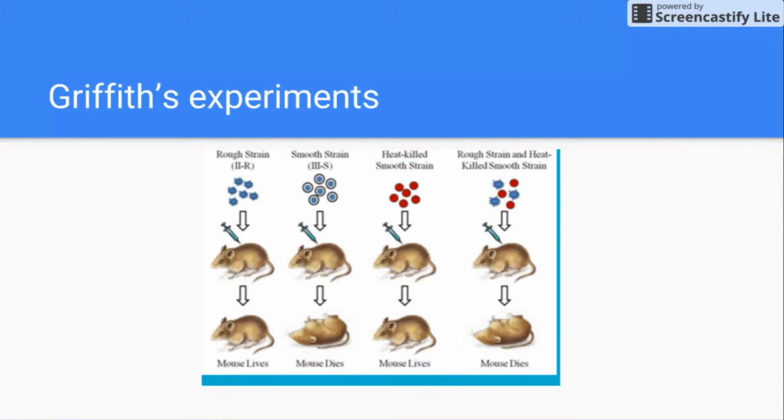Lastly, he injected a rough strain bacteria and a heat-killed smooth strain bacteria into the mouse. It died. This confirmed his suspicions that bacteria could transfer genetic information through transformation.